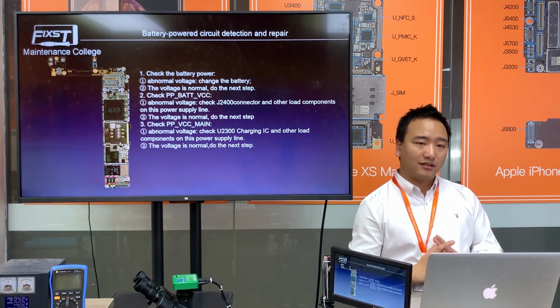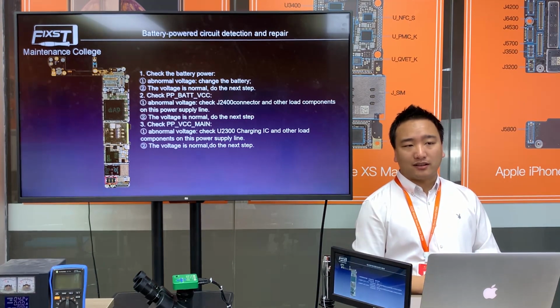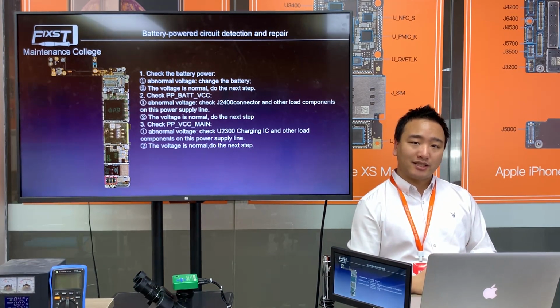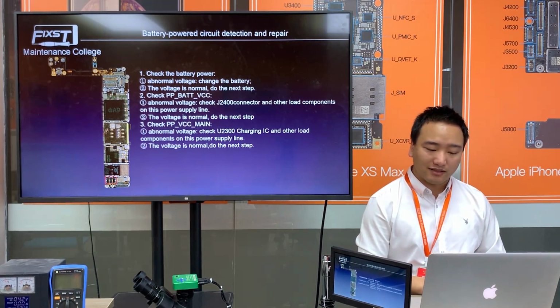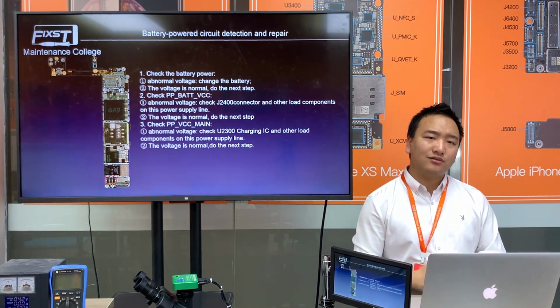It is so easy. The next thing we need to do is the PMU circuit detection and repair. For the PMU, the main power IC, to work normally, it also needs two conditions: one is power, the second is the signal. The power is from the PP_VCC_MAIN. We have been talking about how to detect it.